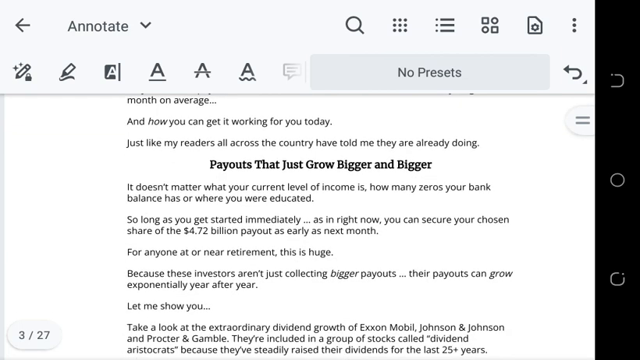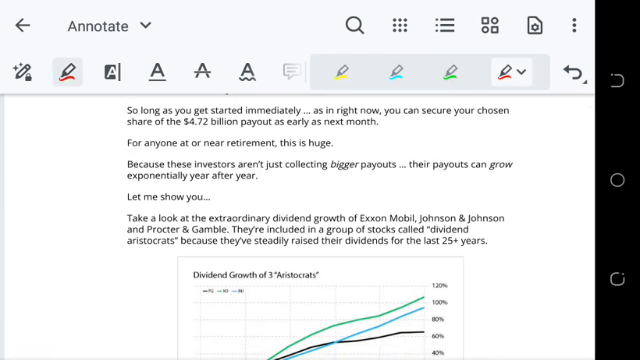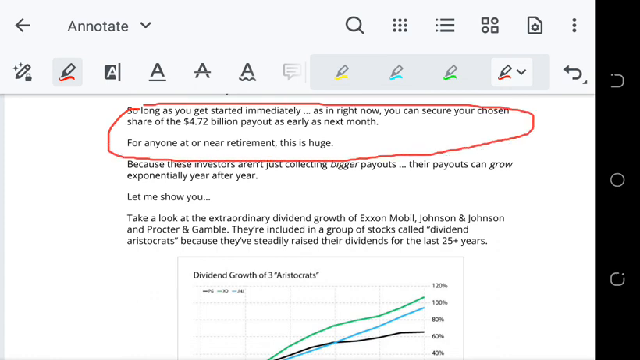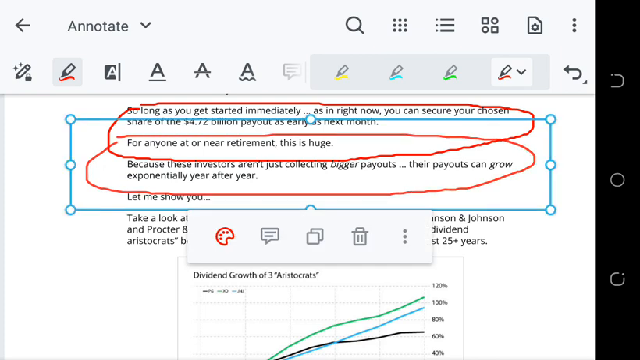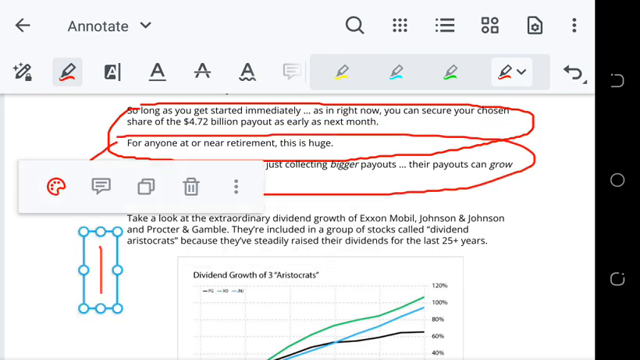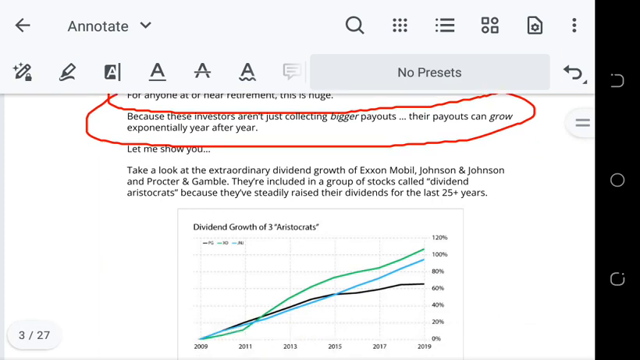It doesn't matter what your current level of income is, how many zeros your bank account has. As long as you get started immediately, right now, you can secure your chosen share of the payout next month. For anyone near retirement, this is huge because you're just collecting bigger checks. Your payout can grow essentially every year. So that's a claim: the payout can grow potentially every year. Alright? So let's see if there's anybody backing that up.